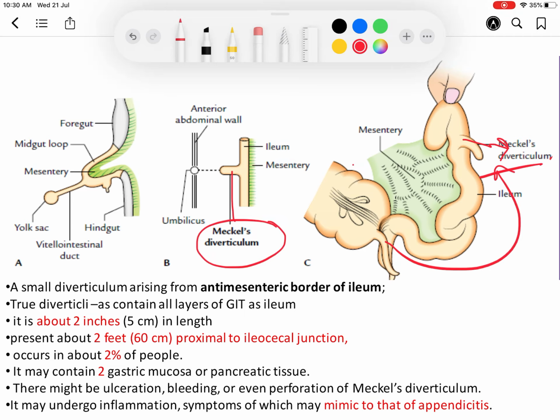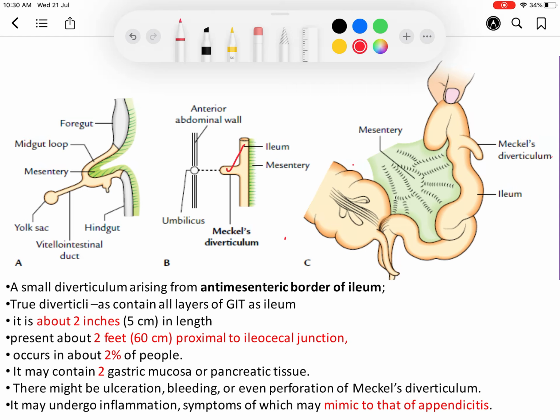This is ileocecal junction, and this Meckel's diverticulum is 2 feet proximal to the ileocecal junction, and it is present in 2% people. And here two types of mucosa may be there, one is the gastric mucosa and second one is the pancreatic tissue. So there may be ulceration, bleeding or perforation in the Meckel's diverticulum, and this condition may mimic appendicitis.